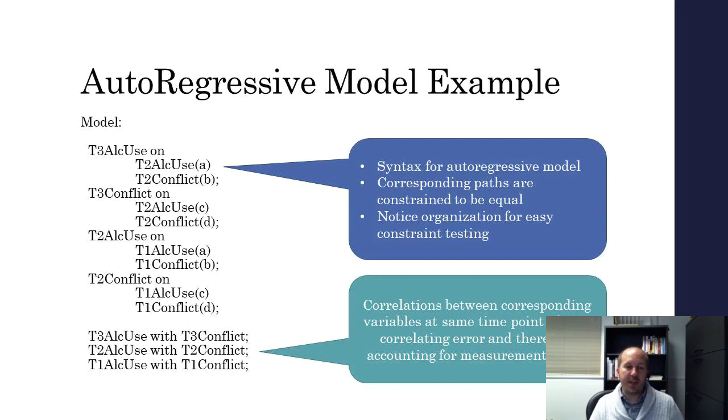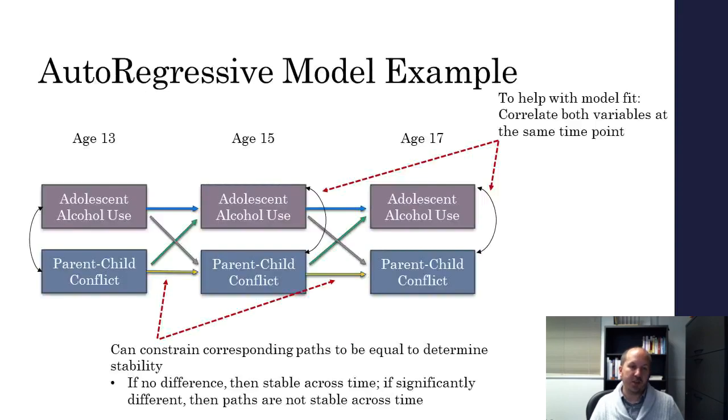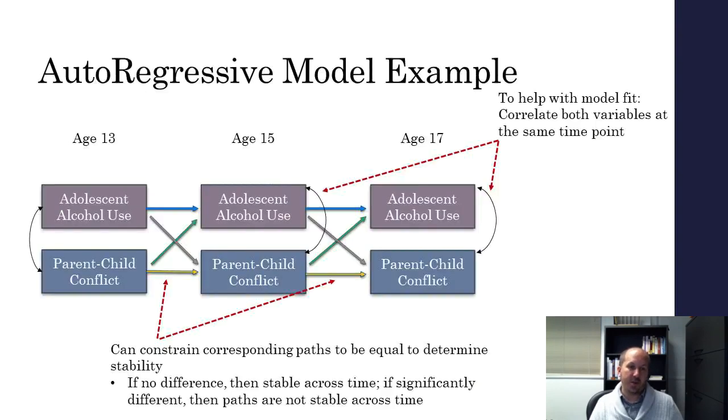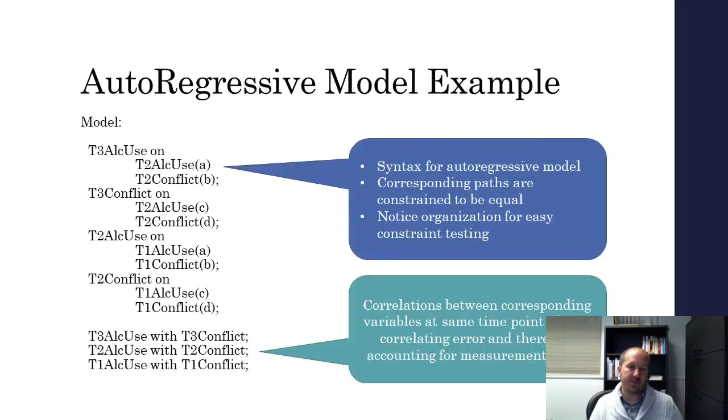If I were to constrain each pair of those colored arrows, so the blue corresponding to be the same, the green constrained to be the same, the purple constrained to be the same, and the yellow constrained to be the same, I have that in here. Again, you can use letters or numbers, it doesn't matter. And then at the bottom here, I have my correlations between each corresponding time point. So again, here's the syntax you'd have for this model.